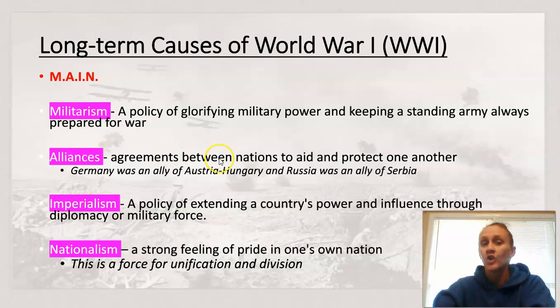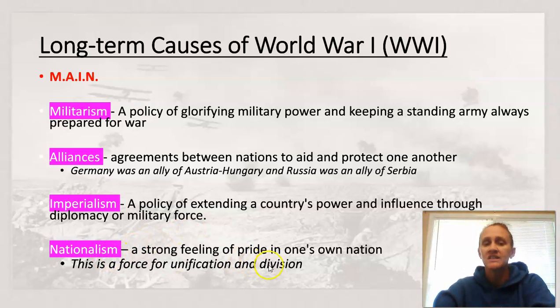Alliances, all right, they're agreements between nations to aid and protect one another. So as soon as Serbia does something bad to Austria-Hungary, Germany jumps in to help. Well, Serbia is an ally of Russia, so Russia jumps in to help them. Okay. And then imperialism, we've already talked about this in the last unit, the policy of extending a country's power and influence through diplomacy or military force. So ensuring that a nation will do what you want by either using force or convincing them to do so.